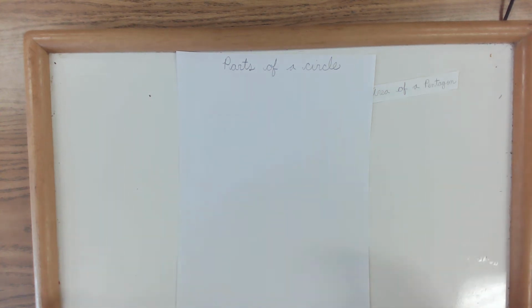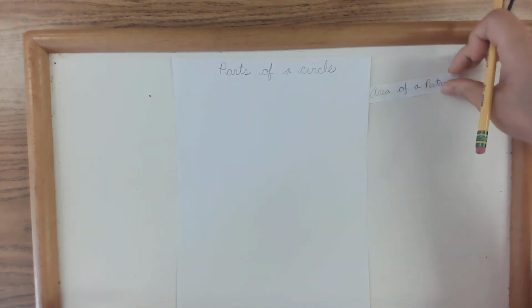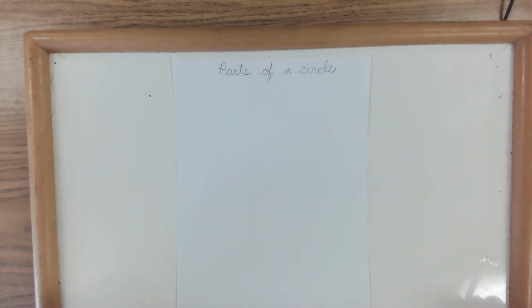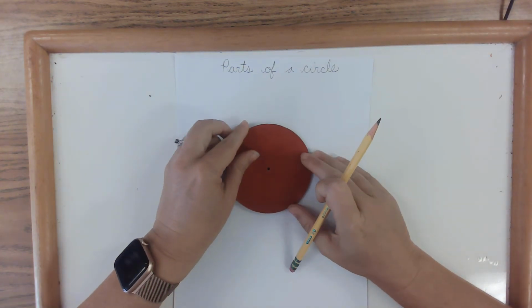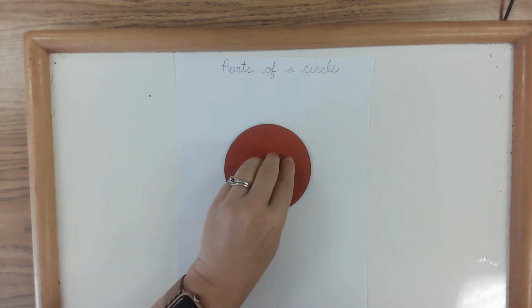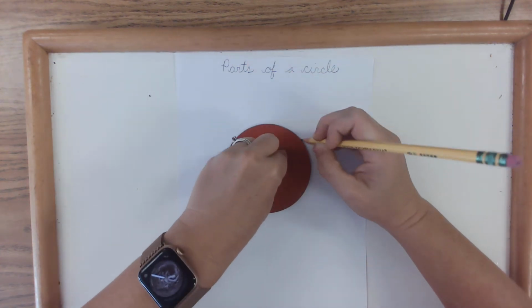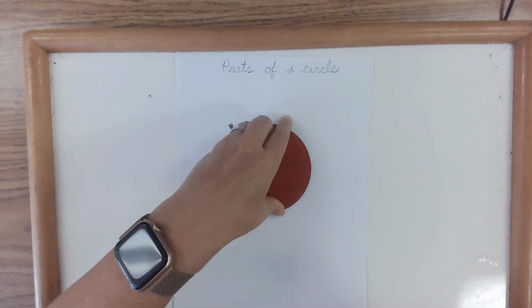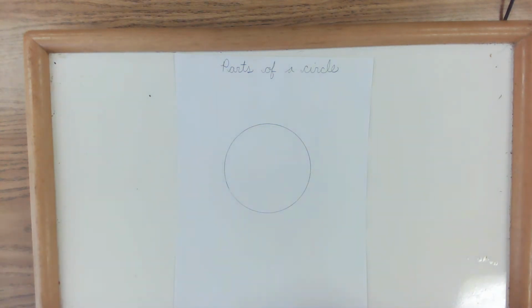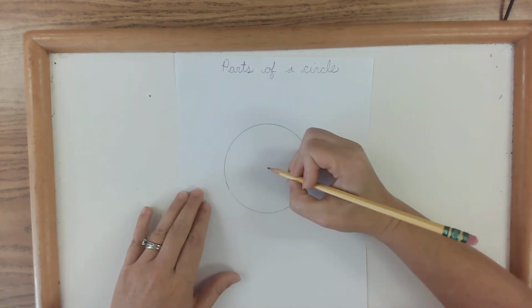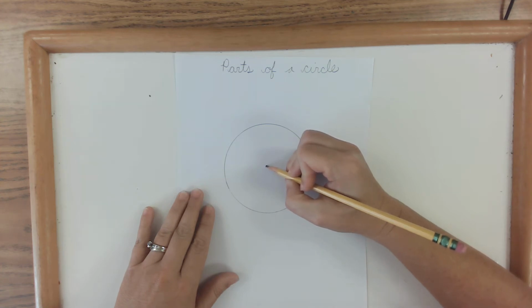Hi everyone. We are going to be looking at the parts of a circle. So the first thing we need to do is find a circle and trace it. It can be any size, bigger the better I think, but you can do lots and lots of these of different sizes. Your work will always be the same. So once you have your circle drawn, there's a few things we need to talk about with the area of a circle. The first thing is the very center point.